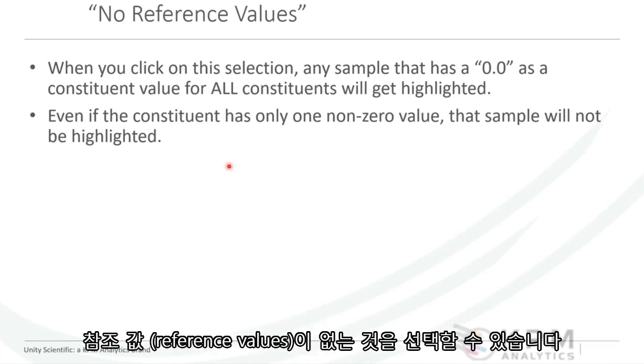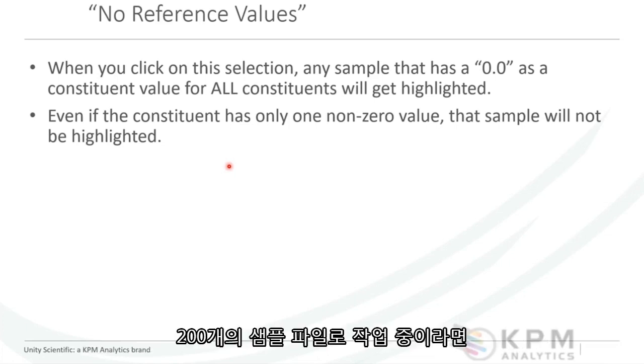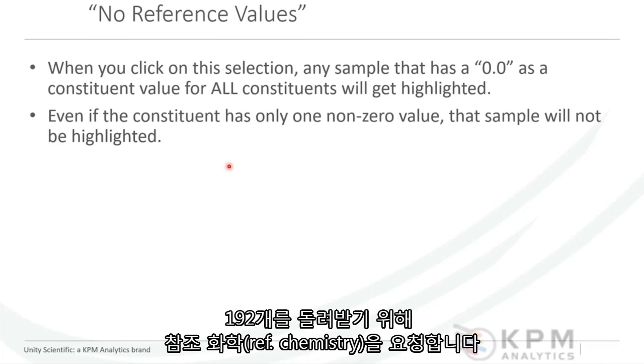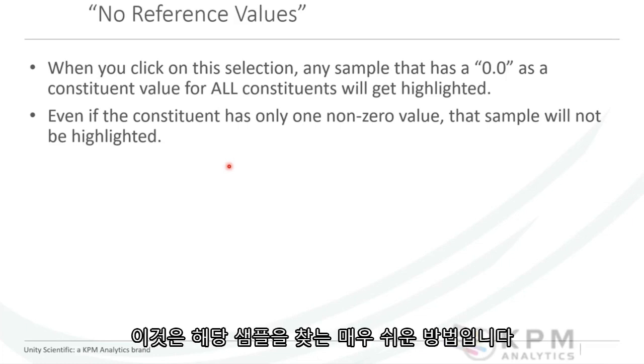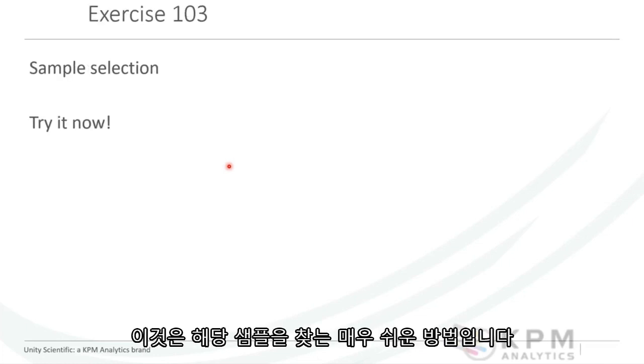You can also write out ones and select ones that have no reference values. If you're working on a file of 200 samples, you send out for reference chemistries, you get 192 back. You might want to just grab those 8 and delete them out. This is a very easy way to find those samples.